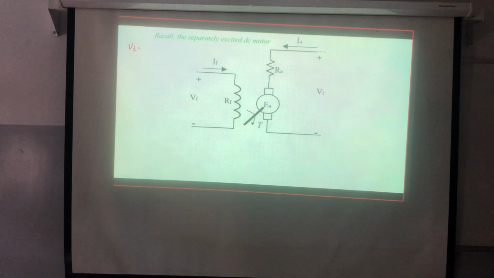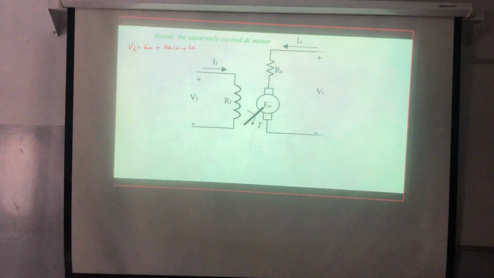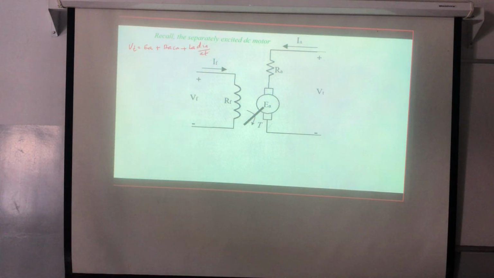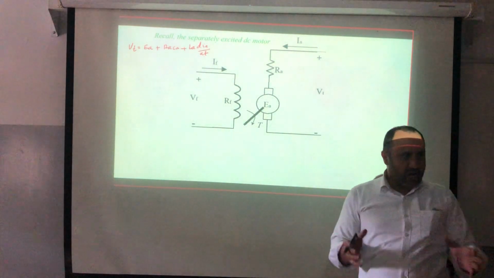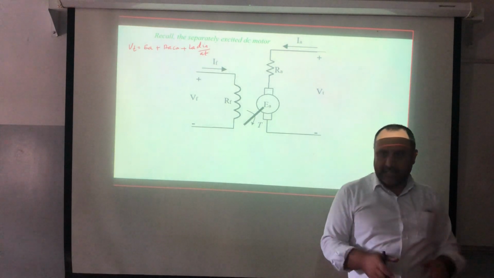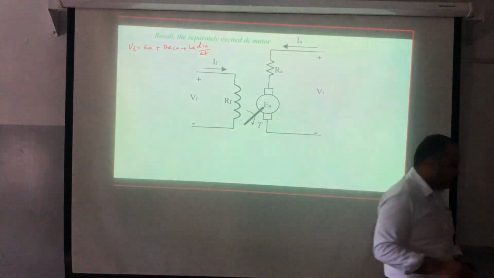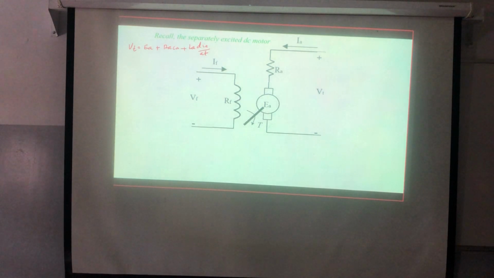VT is equal to EA plus RA IA plus LA dIA by dt. So simply I need to find a mechanism in order to do control. In the first stage, I will record the steady state operation, which means that any d by dt will go to 0. So this part is going to 0, and I will end up with EA, if I reorganize it, equal to VT minus RA IA.